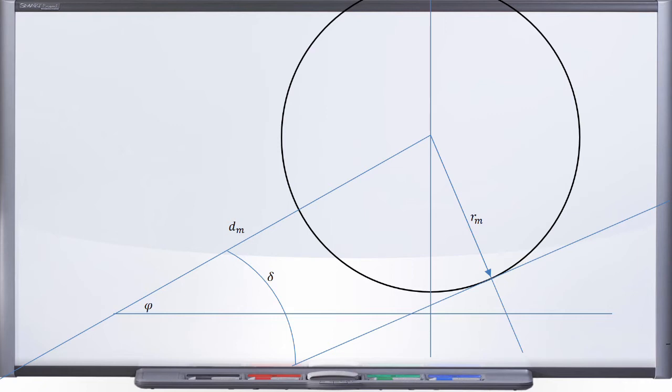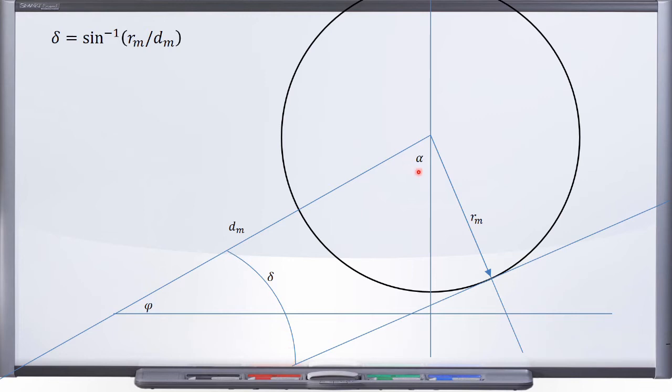This makes a right triangle. Right here is a right angle. So we have side, side, side, where these two make a right angle. This is the hypotenuse. That means the angle delta is the arc sine of the radius of the moon divided by the distance to the moon. So now we have that angle.